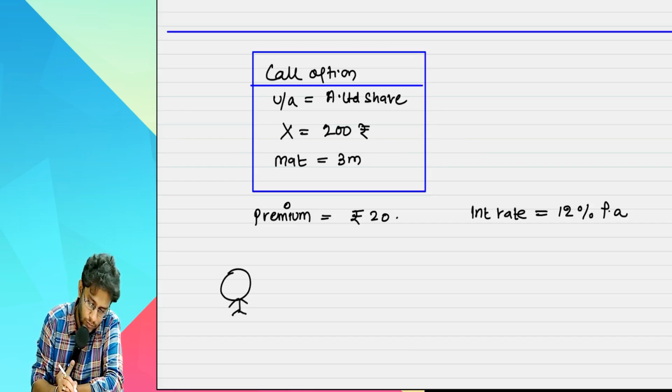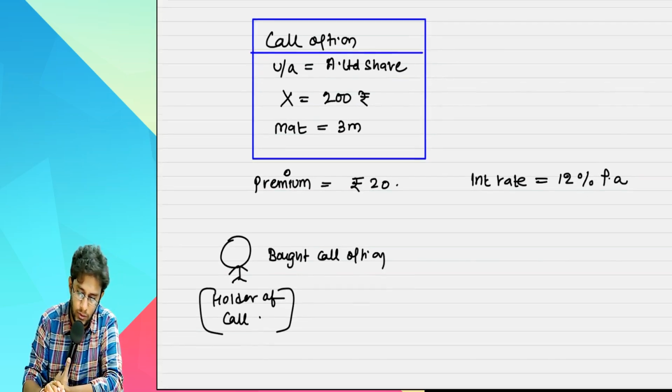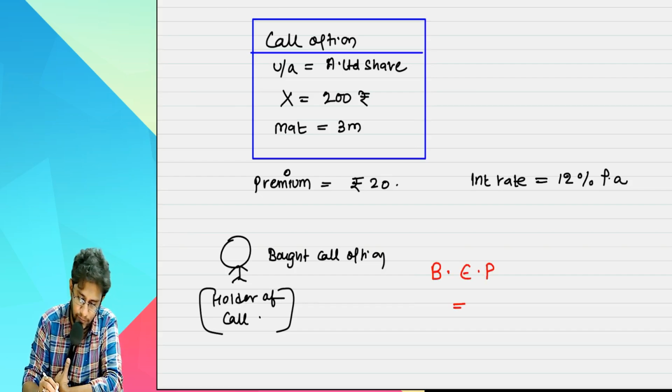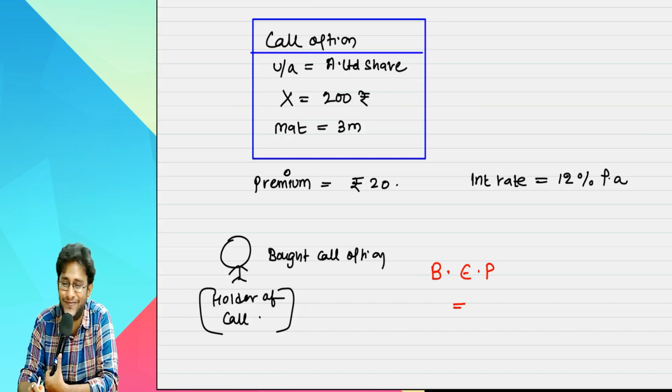This fellow is a holder of a call option. He just bought the call option, therefore he became the holder. You have to tell me only one computation, sir. What is BEP? Not the full form, I want the answer. What is the call option break-even price?